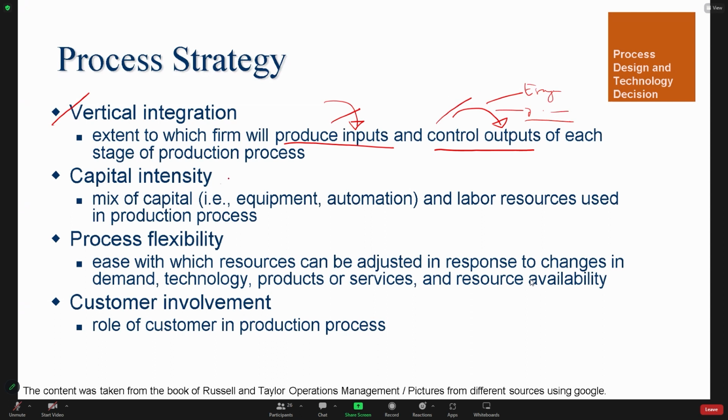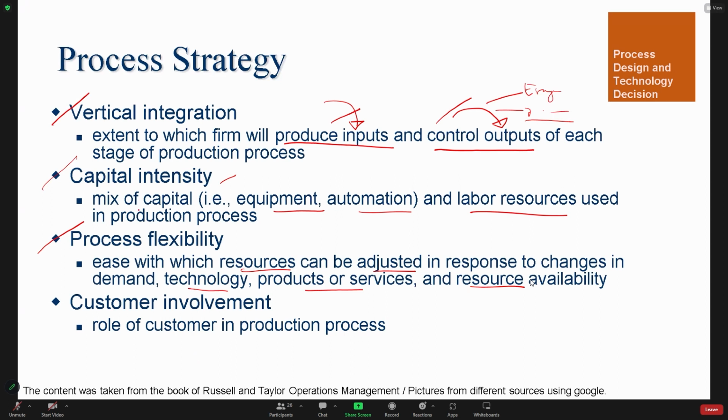When you say capital intensity, this is the mix of capital such as equipment, automation, and your labor, okay, in order to use in the production process. When you say process flexibility, ano naman yon? Yung kung gaano kadali yung mga resources ninyo pwedeng ma-adjust pag there are changes in demand, if there are changes in technology, if there are changes in your product and services, and if there are changes in resource availability. Paano nyo magiging flexible yung inyong organizations to produce your product or services?